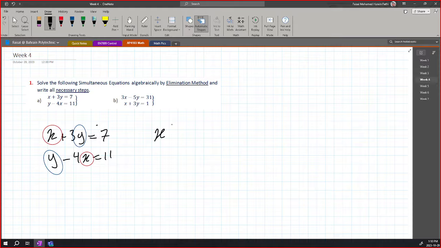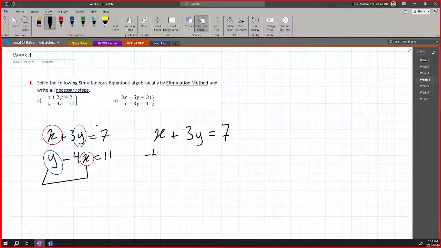The first equation, leave it the same: x plus 3y is equal to 7. The second equation, we will just move this x to the beginning, which is minus 4x plus y is equal to 11. I will explain in a bit, just give me a second.